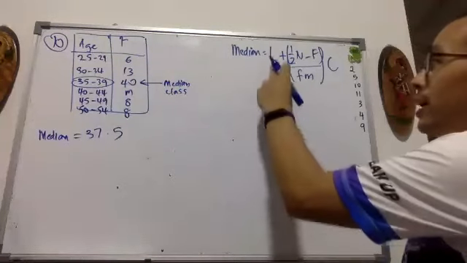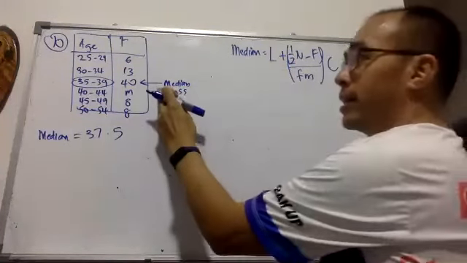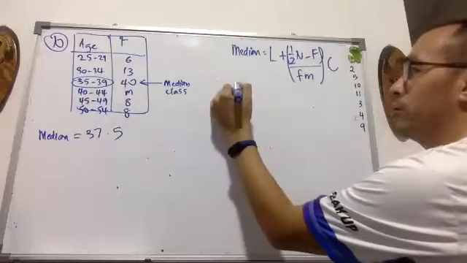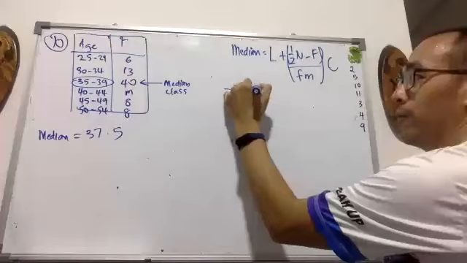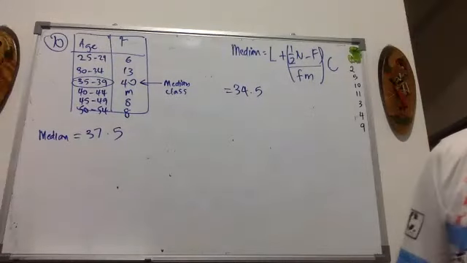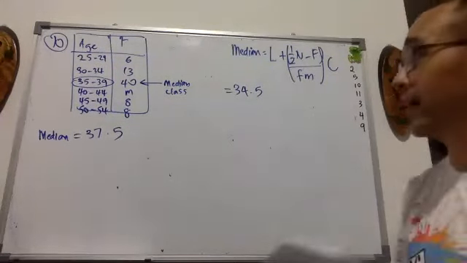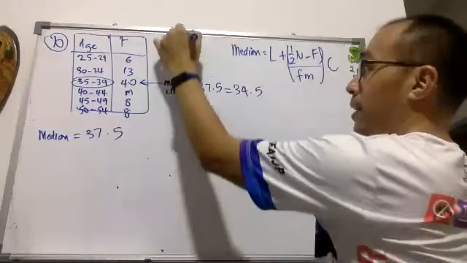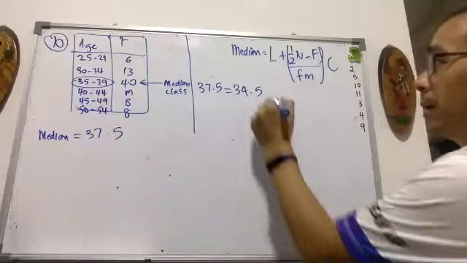So L is the lower boundary of the median class. If the median class is 35 to 39, the lower boundary is 34.5. And they've already given you the median, which is 37.5. I'm going to continue on.